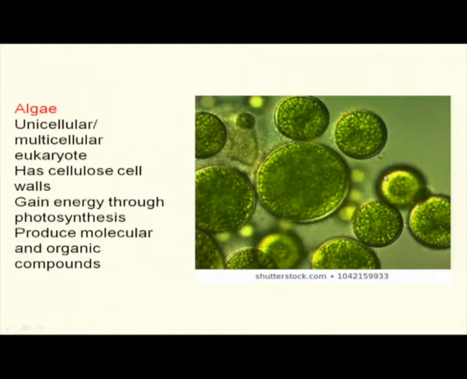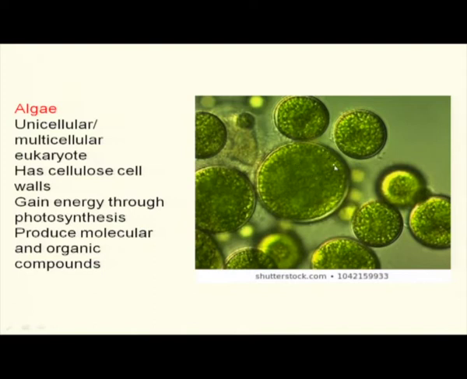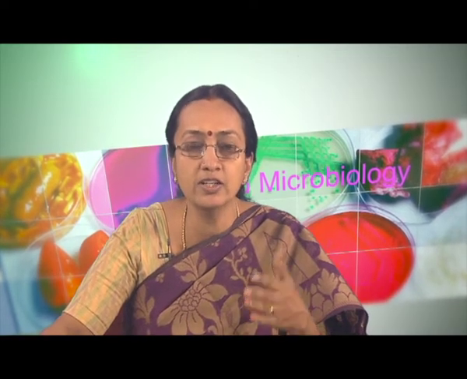Then you have algae. As you all know, you have unicellular algae and multicellular algae. These have cellulosic cell walls. They are the precursors of the present day plants. Almost all of them gain energy through photosynthesis, so they have photosynthetic pigments. So red algae, blue-green algae, green algae, brown algae. So depending upon the type of pigments present in them, which can trap energy from the sunlight to do photosynthesis, we name them as different classes. They can produce molecular and organic compounds.